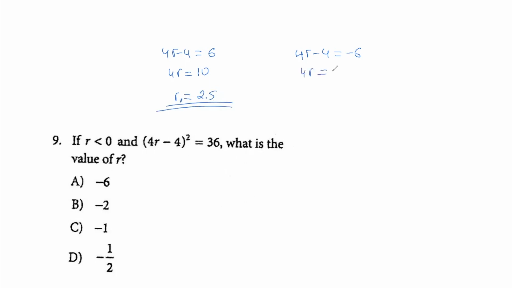Now 4r is equal to minus 2. r is minus 0.5. r2. What is the value of r? It's D, since it's less than 0. But this one, 2.5, is greater than 0. That's why they choose this solution.